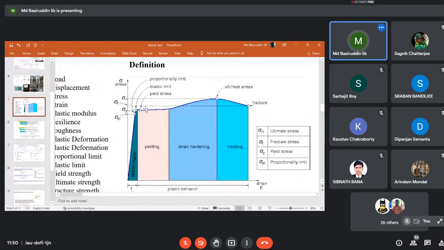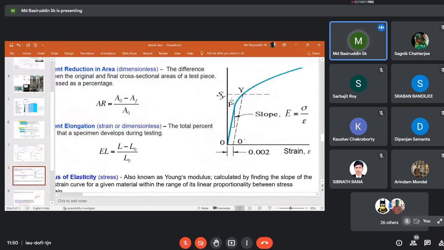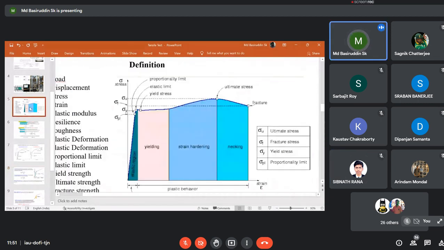Okay, so now the question is, if you release the load at 0.2%, the proof stress, will it come to its original position or not? No, sir. Then the 0.2% is already deformed plastically. Yes, so 0.2% strain will be retained there. Okay, so these things you need to keep in mind.